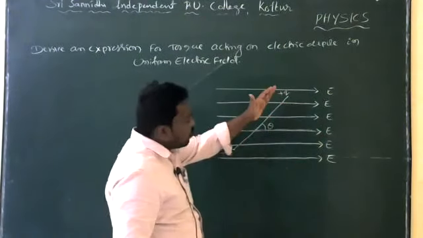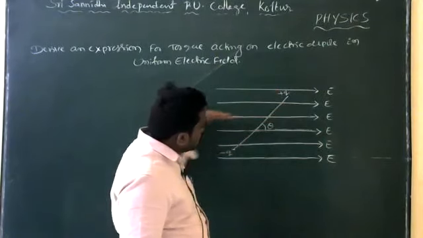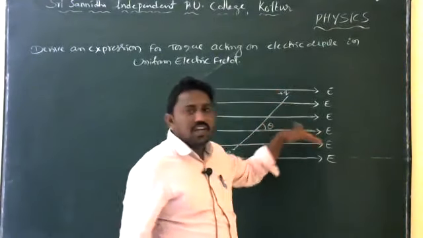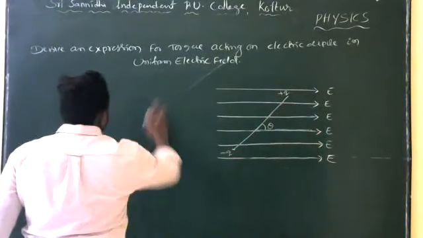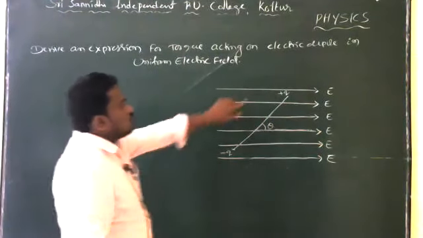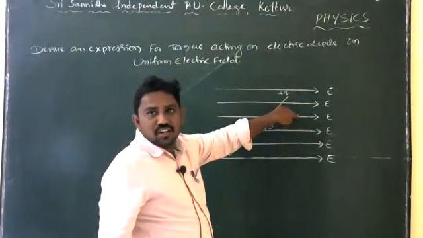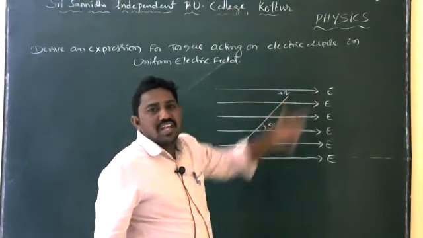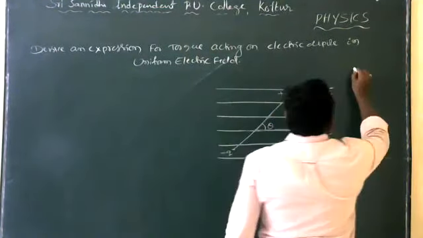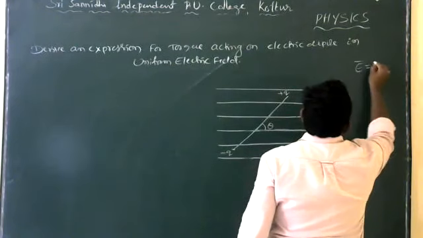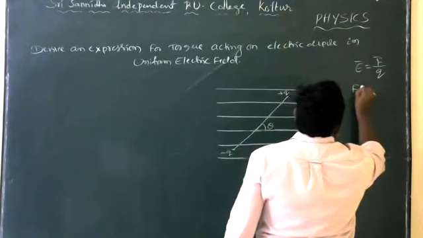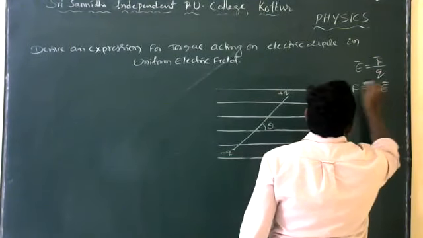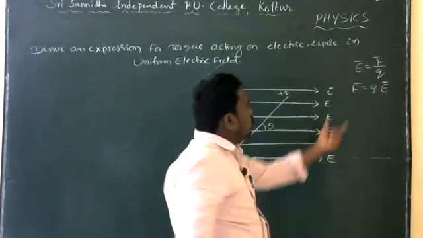The dipole makes an angle theta with the direction of the electric field. Now the plus Q charge is placed in the electric field, so a force is experienced. What is the formula for the intensity of the electric field? E is equal to F by Q, therefore F is equal to Q into E. This is the formula for the force.